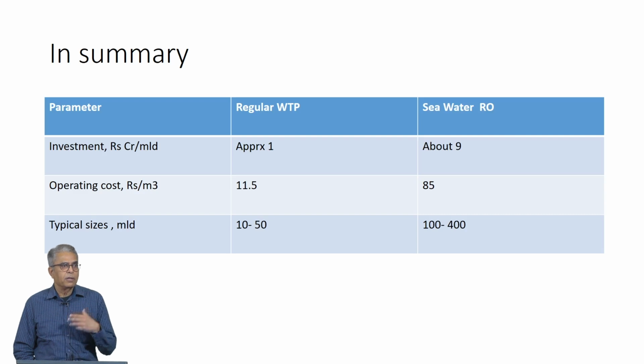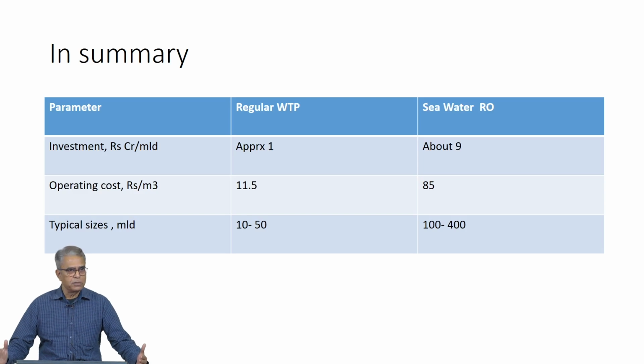Here again, in a conventional water treatment plant, the cost is about 11 to 12 rupees per 1000 liters, per meter cube. So per liter, if you see, it is 1 paise, 2 paise. Both these costs, mind you, you should always consider what is called the battery limits, which means where my scope ends.